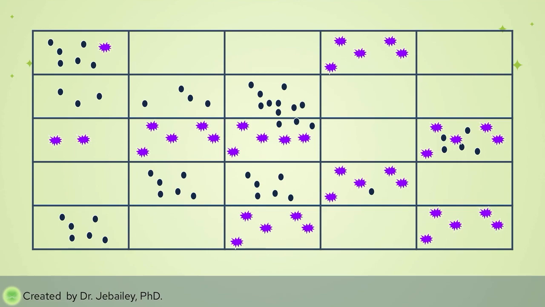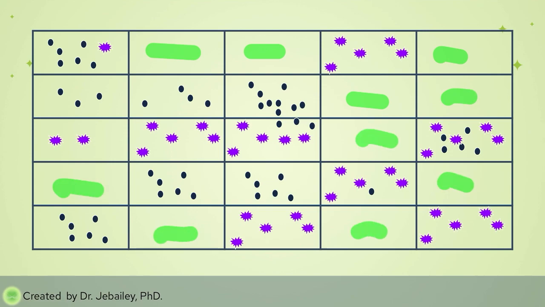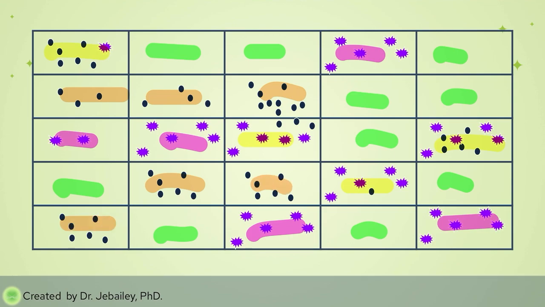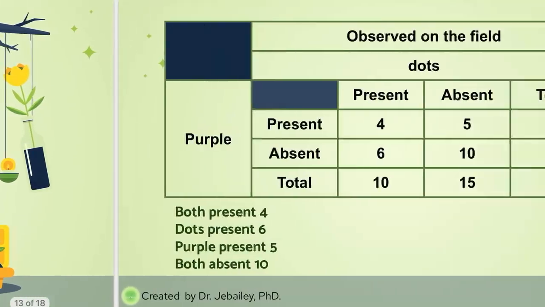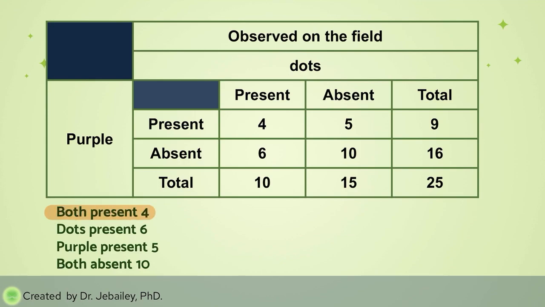Next, after the hypothesis, I will pick up the data. I will start by counting how many squares have none: 1, 2, 3, 4, 5, 6, 7, 8, 9, 10. So there are 10 that have none. Then I count the ones that only have purple: 1, 2, 3, 4, 5. Then the ones that have both: 1, 2, 3, 4. And then the ones that only have dots: 1, 2, 3, 4, 5, 6. So I have gathered the data, and it's right here. Both present is 4, only dot is 6, only purple is 5, and both absent is 10.